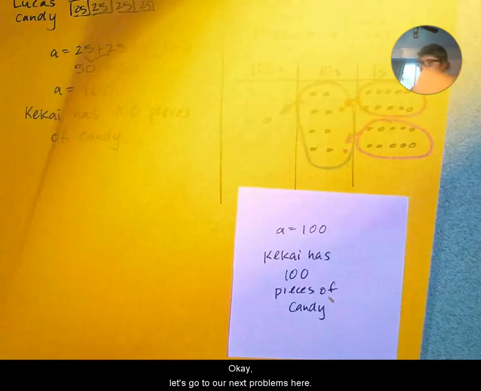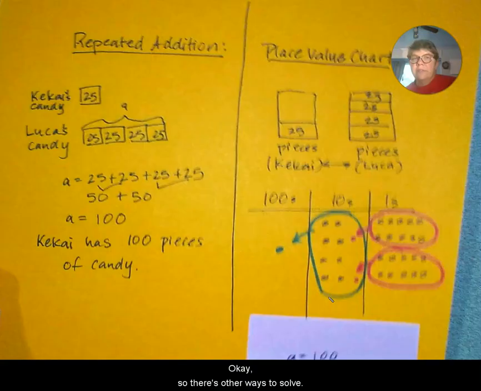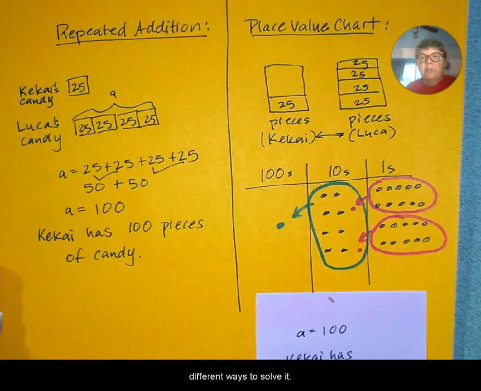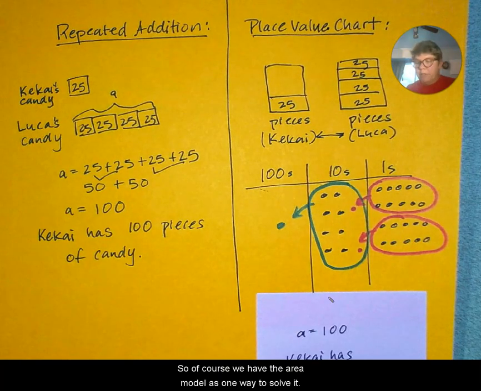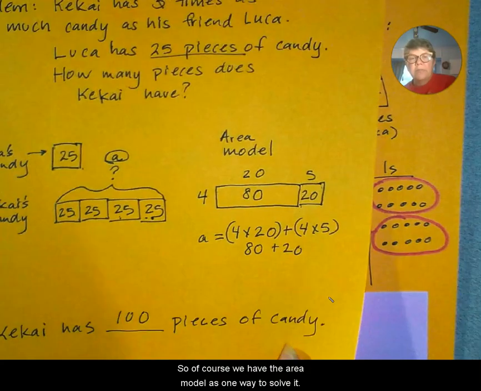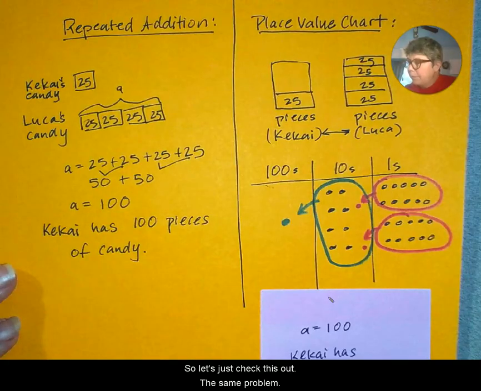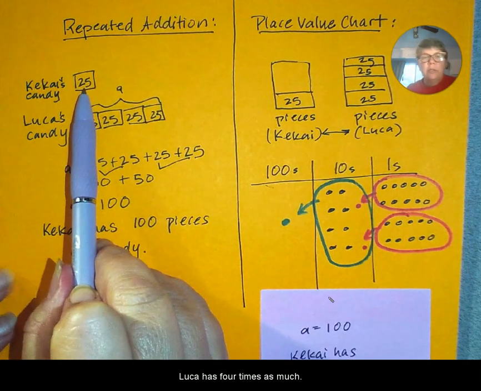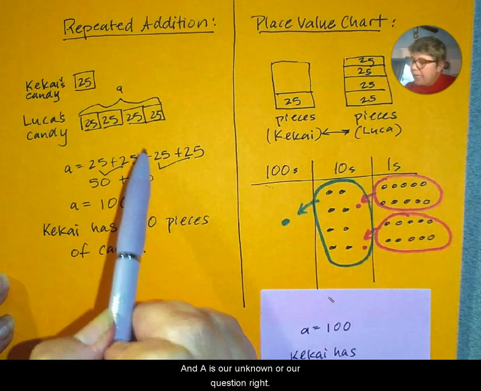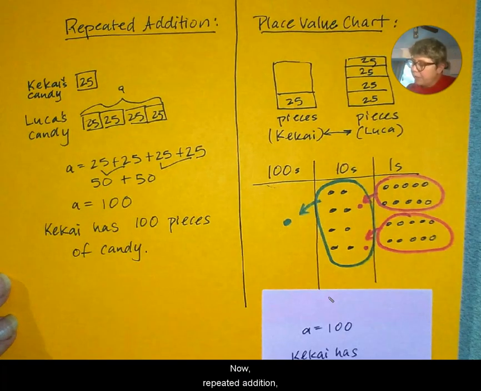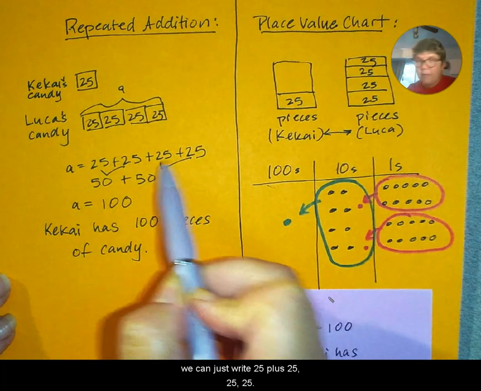Okay, let's go to our next problems here. There are other ways to solve. That was the area model, and this is the same problem, but we're looking at different ways to solve it. We have the area model as one way, and then we also have repeated addition or place value chart. So let's check this out. The same problem: Kekai has 25 pieces, Luca has 4 times as much, and A is our unknown or our question, right? Now for repeated addition, we can just write 25 plus 25 plus 25 plus 25.